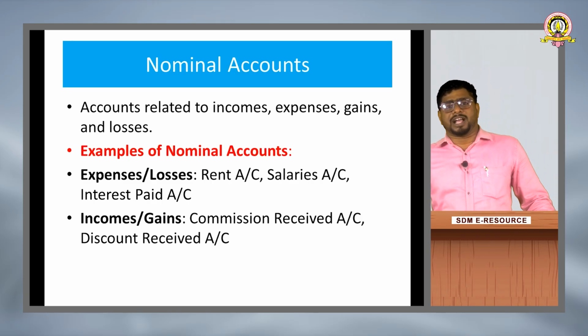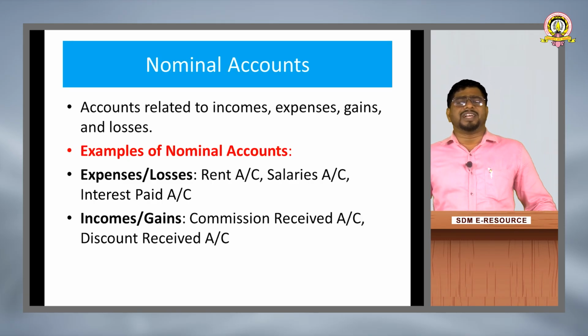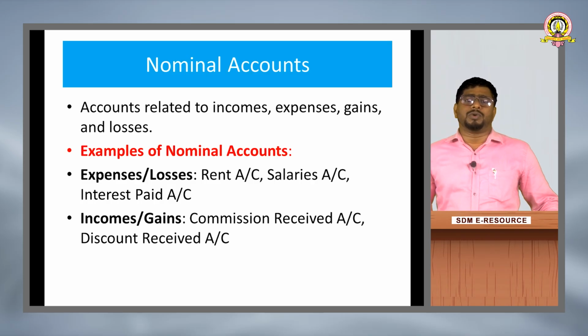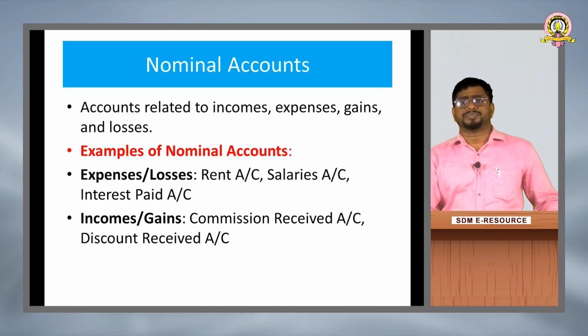Next one is nominal account. The accounts which are related to all expenditure or income, gains, losses, everything comes under nominal account. Examples for nominal account, expenses or losses: rent account, salary account, interest paid account. These are all examples for nominal account under expenses or losses. Income or gains: commission received account, discount received account, etc.